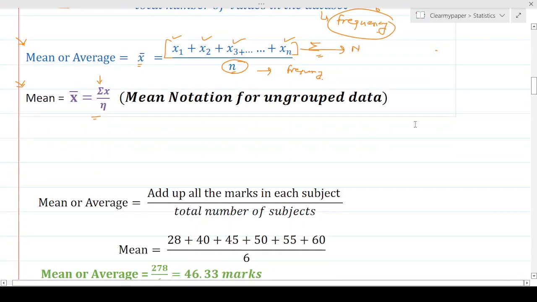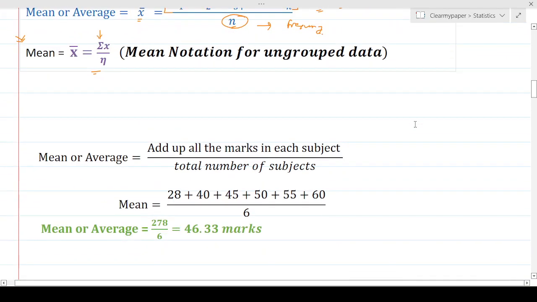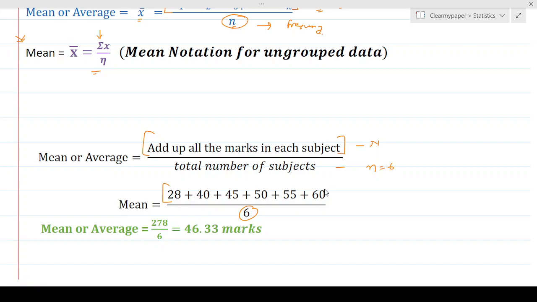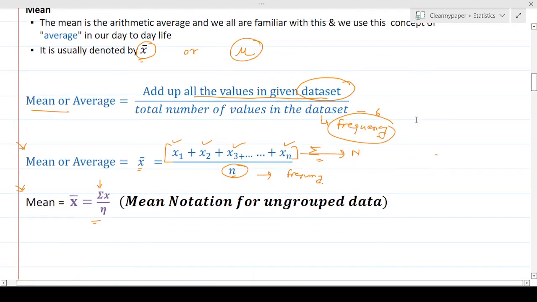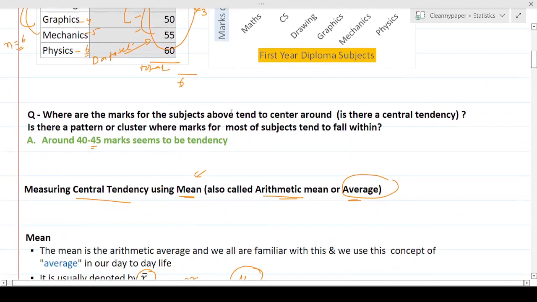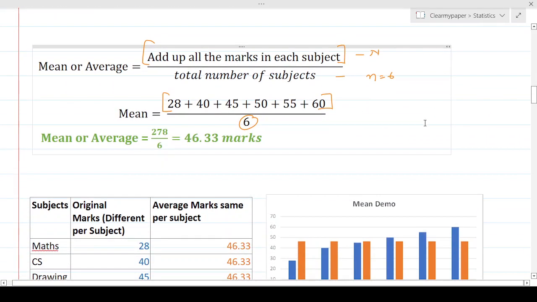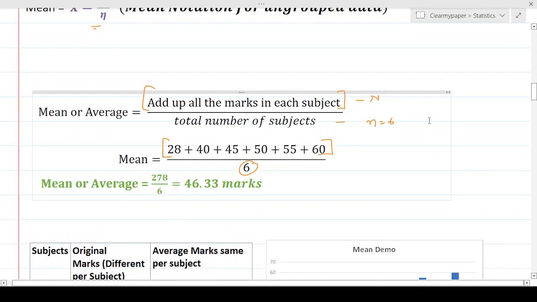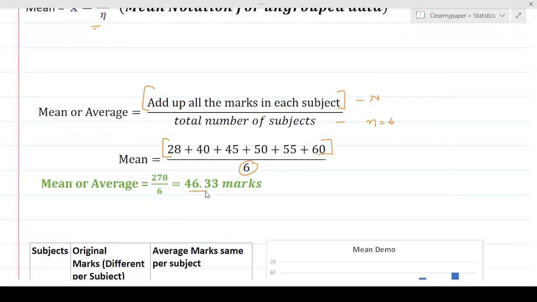And in simple words, for the example that we are talking about, we are going to add up all the marks in each subject, the numerator, and the denominator is the total number of subjects, which is the small n equal to 6, which is what we saw here. And these are all the marks from maths to all the subjects, x1, x2, x3, all these marks we are going to add up in the numerator, divide by 6, and in the green color you get this value 46.33 marks, because the unit is still marks in the numerator.